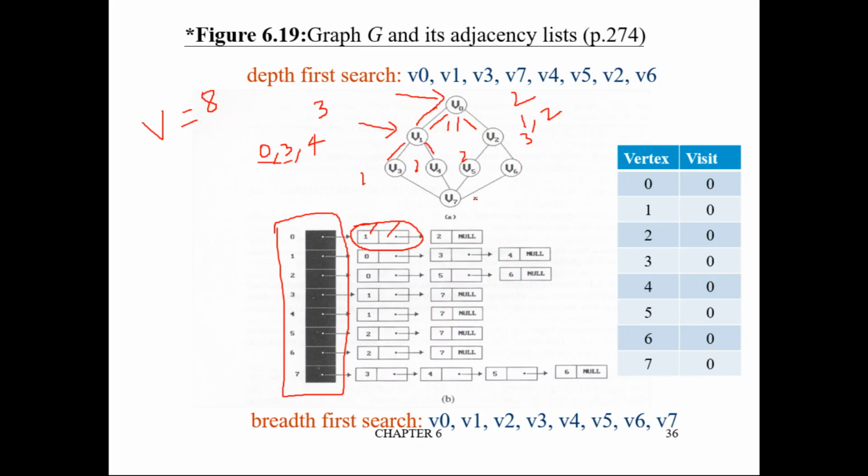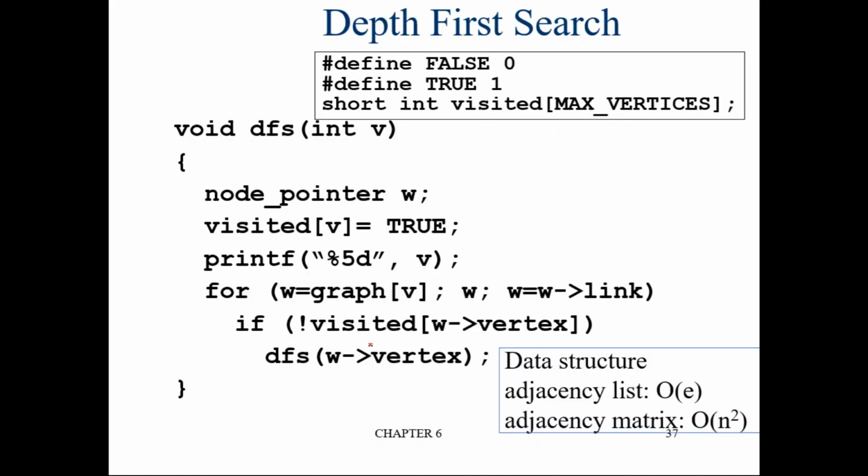6 has how many edges? 2. What are they? 2 and 7. Okay. 7 has how many edges? 4. 7 is pointing to how many nodes? 4. What are they? 3, 4, 5, 6. Like this we will give entries, then this adjacency list will be displayed. Okay, fine. Let us see that code now.